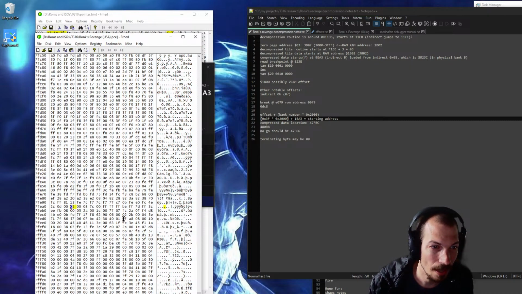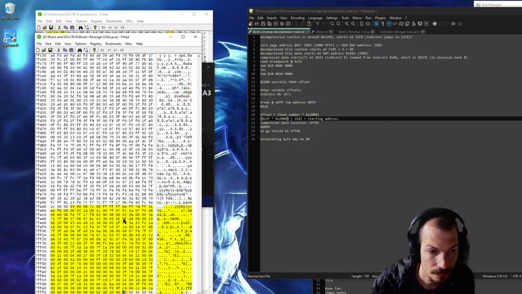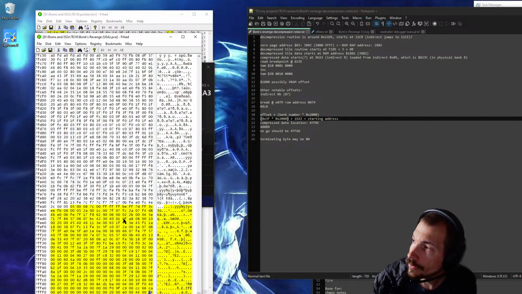Meaning, if I had to guess, yeah, they did this very strangely, I think. So, huh. So it could very well be, and I'm not too sure about this, but it could very well be that all this here is just the very last bit of compressed tile data, and we don't have to worry about it.